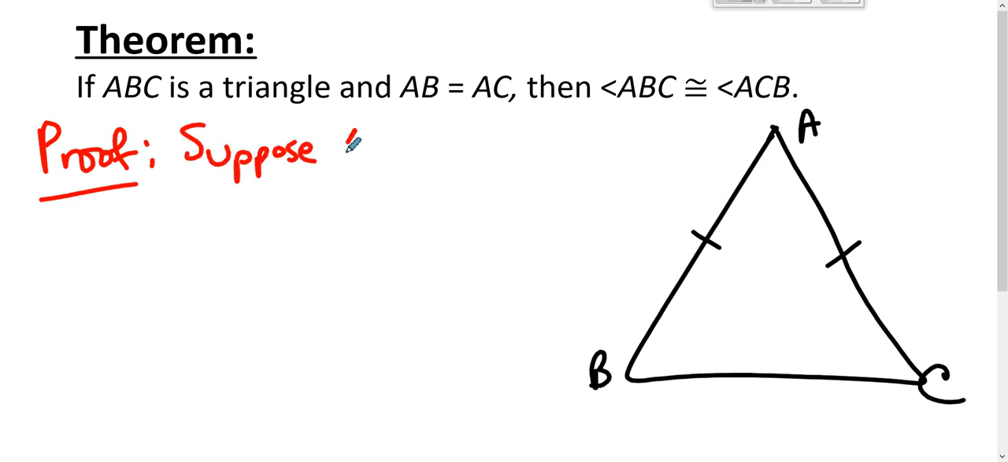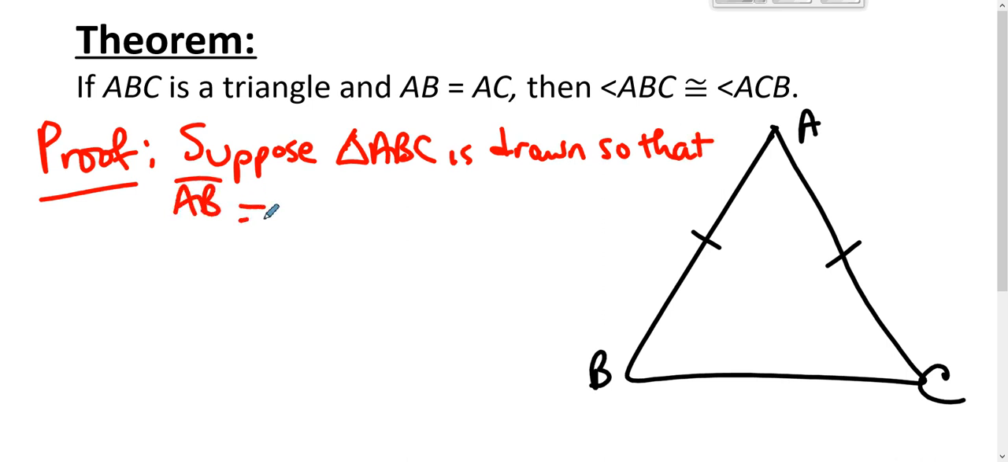Suppose triangle ABC is drawn so that segment AB is congruent to segment AC. Again, notice AB and AC here are geometric figures. Geometric figures are congruent. Numbers are equal. So suppose triangle ABC is drawn so that segment AB is congruent to segment AC.